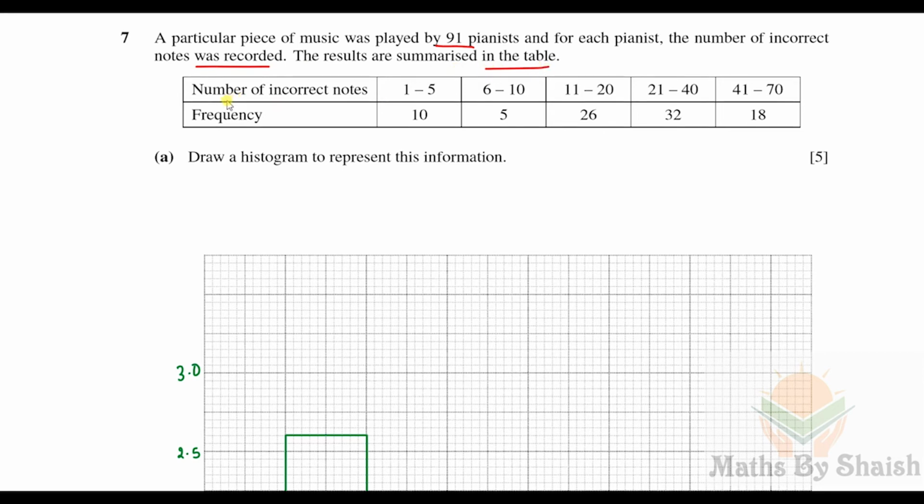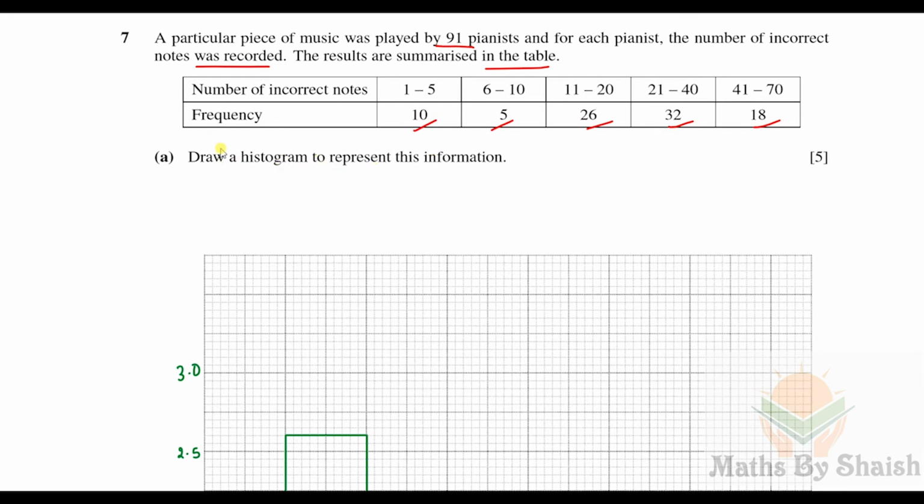Number of incorrect notes: 1 to 5, 6 to 10, 11 to 20, 21 to 40 and 41 to 70, and the corresponding frequencies are 10, 5, 26, 32 and 18. So draw a histogram to represent this information.